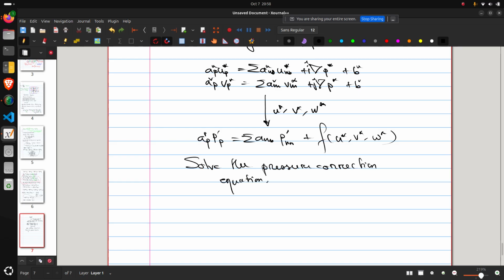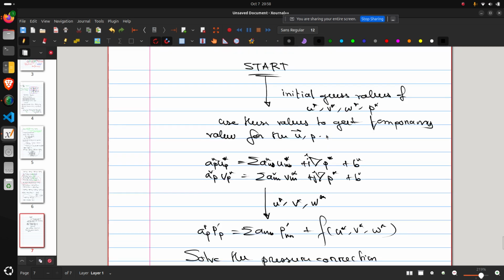Now we solve the pressure correction equation using the guess values. One thing to note is that the guess values here do not satisfy momentum and mass conservation, because these are just random guesses, right? These values do not satisfy momentum and mass conservation.